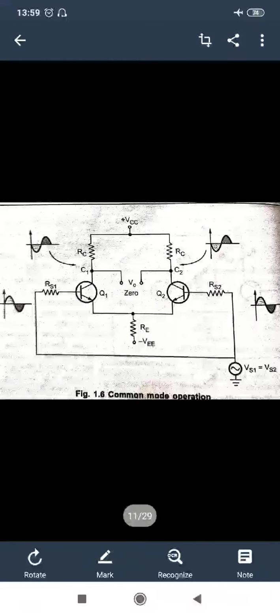But in common mode operation, we use the same input voltages with the same phase and the same amplitude. Here both transistors are in saturation or both are in cutoff, which means both currents increase or both voltages decrease.